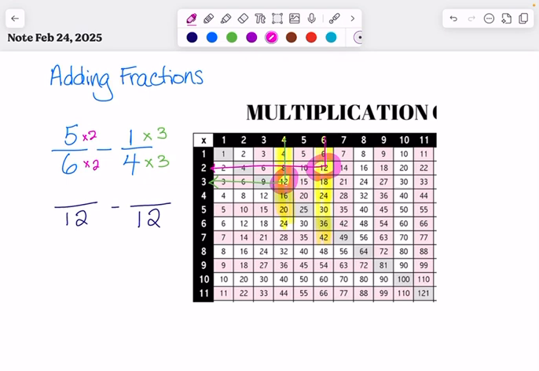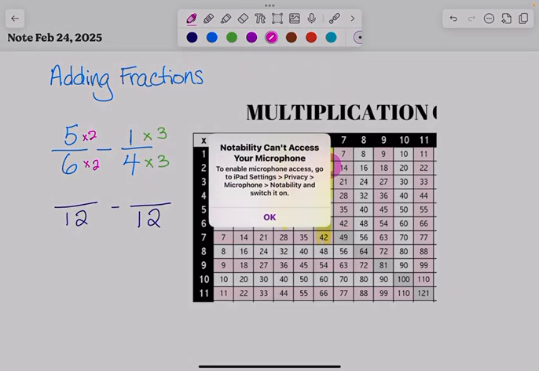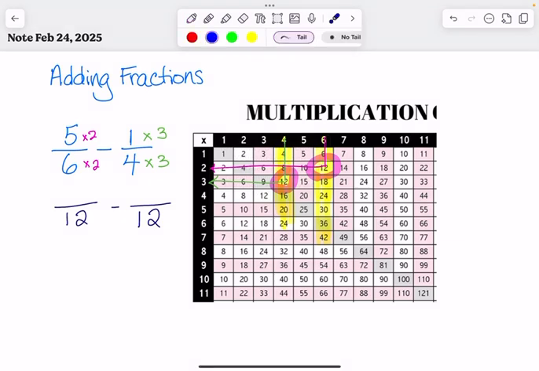So then I can use my multiplication table to find out what 5 times 2 is. So in this case, 5 times 2 will give me 10. So my numerator there is 10. And 1 times 3 would be the 1 across from the 3 is 3.